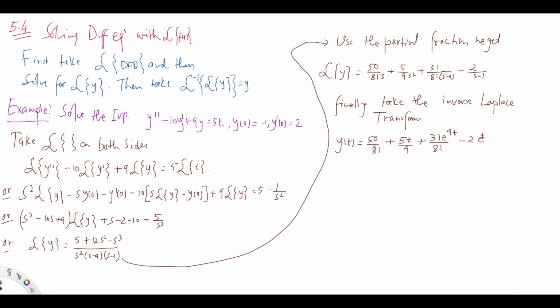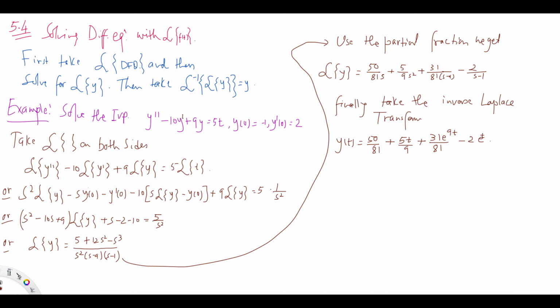Alright, in this video I'm going to talk about section 5.4 from the book. In the last section we learned how to find the Laplace transform of the solution of an ordinary differential equation with constant coefficients, and after that we learned about the inverse Laplace transform, and then we did some examples on how to find the inverse Laplace transform of a function.